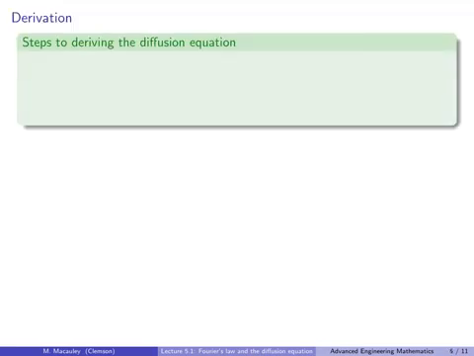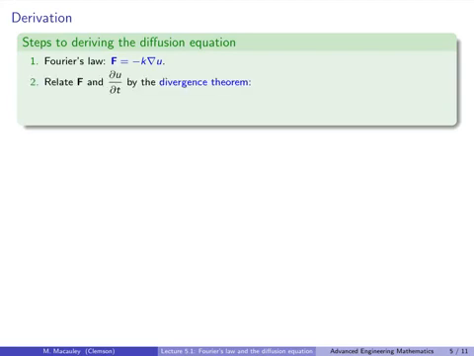There are basically 2 steps involved to deriving the diffusion equation. The first one is to start with Fourier's law, which is what I just showed you, that the vector field F is negative K times the gradient of U. So this relates the vector field with the spatial derivatives of U, how the concentration is changing over space. Next, we relate F with the rate of change of concentration with respect to time.